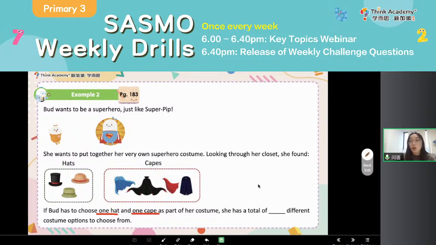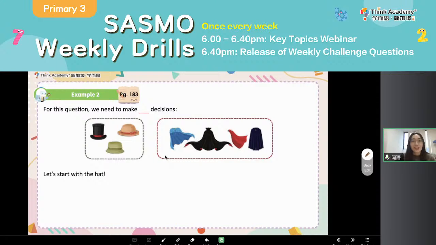So actually, this is totally the same as the previous one, right? So firstly, let's check. How many decisions are there? Everyone think about it. What is the answer? How many decisions? Good job. There are 2 decisions, right? Okay, why are there 2 decisions? Because firstly, you need to check the hat. And the second one, you need to choose the cape. Good job.